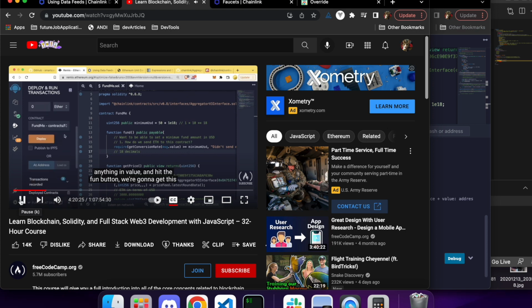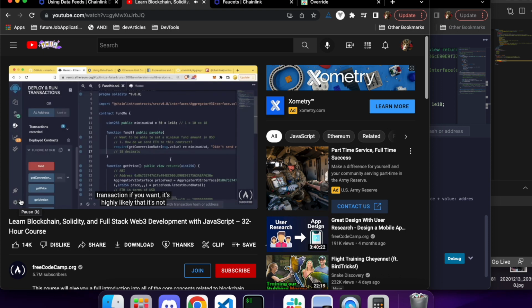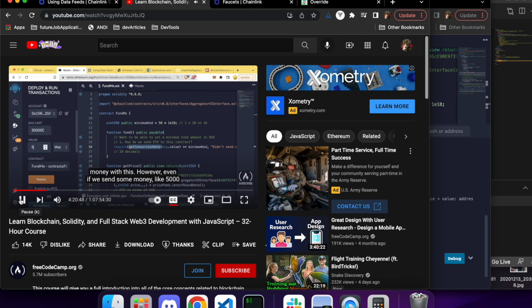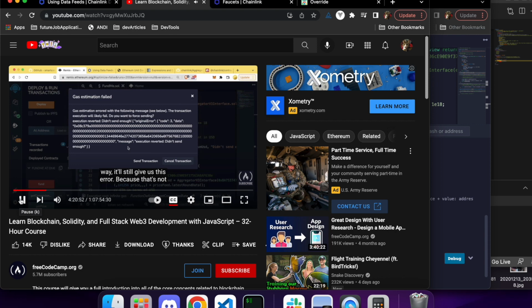If I don't say anything in value and hit the fund button, we're going to get this gas estimation error. This is kind of a blanket error, basically saying, hey, you can go ahead and send this transaction if you want. It's highly likely that it's not going to work. And the reason that Remix knows that it's probably not going to work is because it can see this require and simulate the transaction and say, hey, you didn't send enough money with this. However, even if we send some money, like 5,000 Wei, it'll still give us this error because that's not enough.